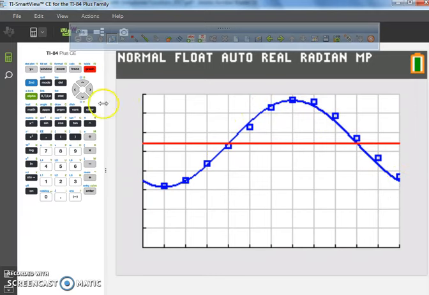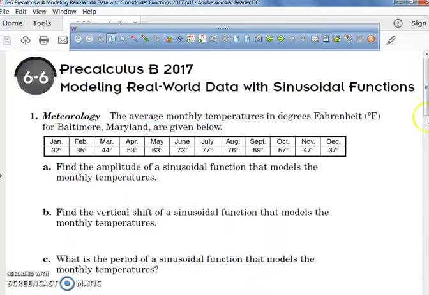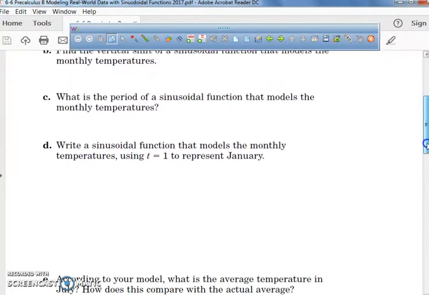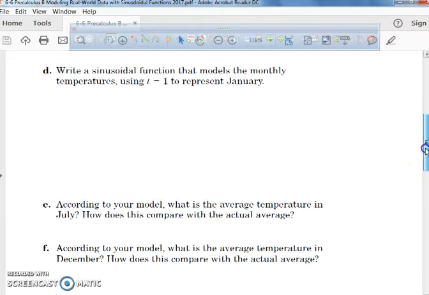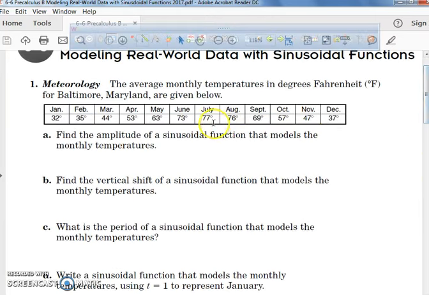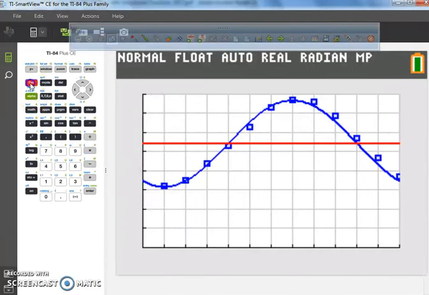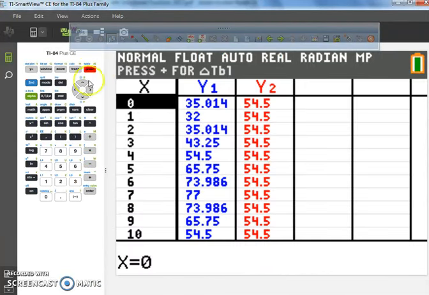All right, so when it asks us to compare, for example, what is the average temperature in our model and how does this compare to the actual average? Well, in July, what was our actual? In July, it was 77. Well, let's go to our table in our graphing calculator. Second graph, let's look at our table. At 7, hey, 77. So they actually ended up being exactly the same for that model.